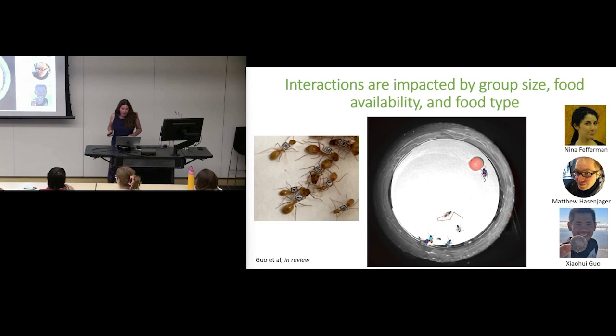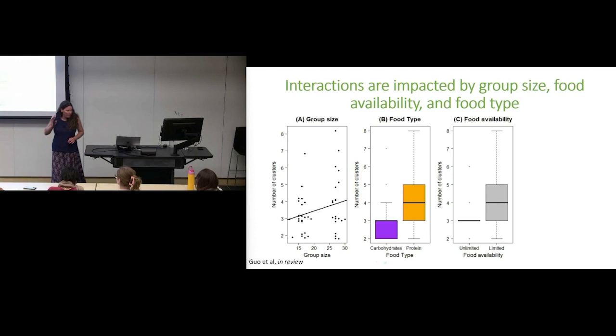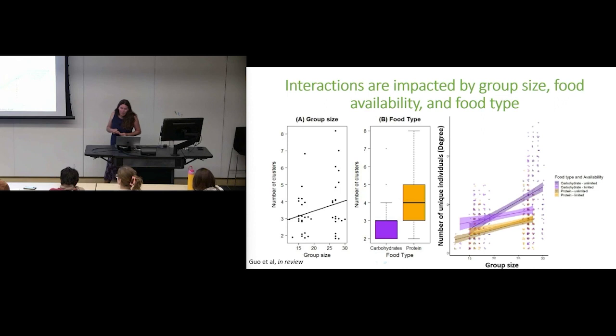Just to give you a brief overview of what we are starting to see, group size influences interaction structure, for example the number of clusters in the network. What you feed them influences how they interact with each other. If you feed them protein, they tend to be more cliquey and clustered than if you feed them carbohydrates. And if you limit the food, they tend to be more cliquey than if you give them unlimited food. Also at the individual level, the number of unique individuals anyone interacts with is much higher when they're fed carbohydrates compared to protein. It increases with group size, as we would expect. And food limitation has some impact there, but more so on carbohydrates than on protein.